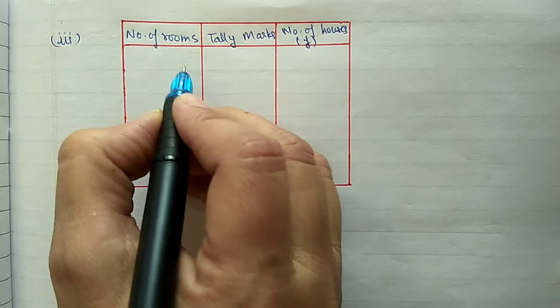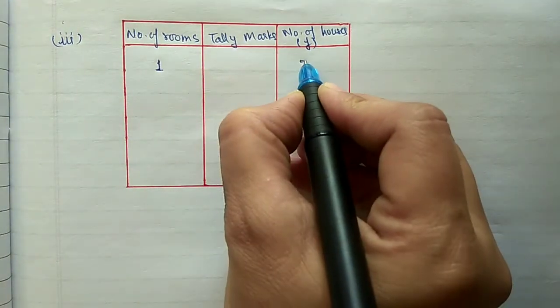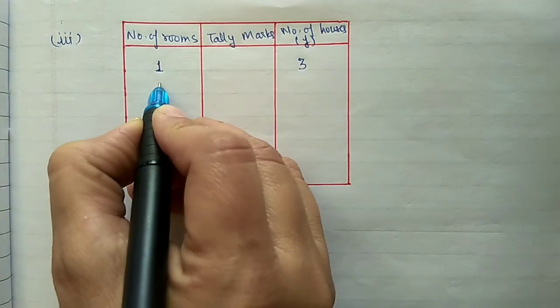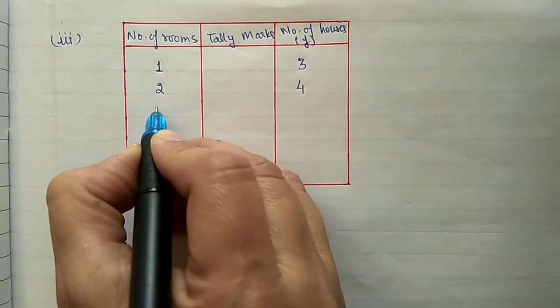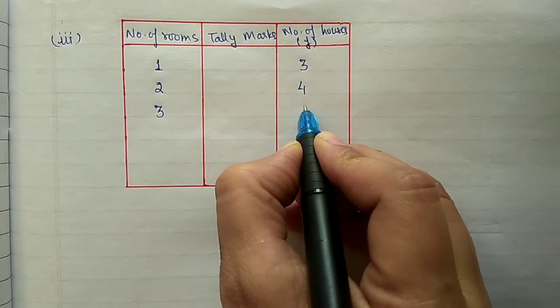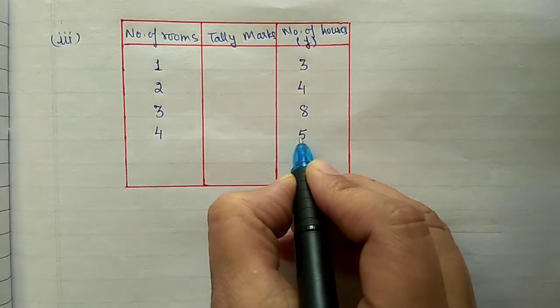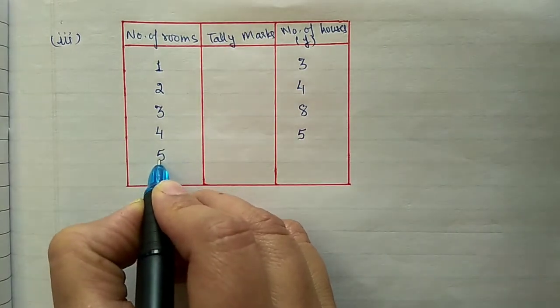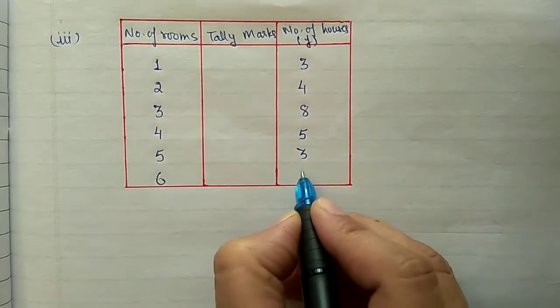So first the number of rooms: one room is there in 3 houses. One was repeated 3 times. Then 2 rooms in 4 houses. 3 rooms was there in 8 houses. 4 rooms was there in 5 houses. Then 5 rooms was there in 3 houses and 6 rooms was there in 2 houses.